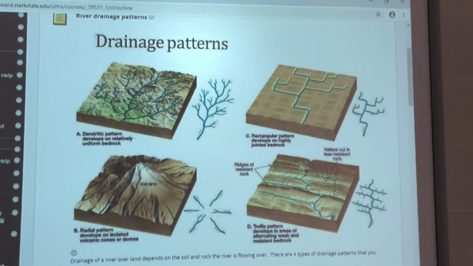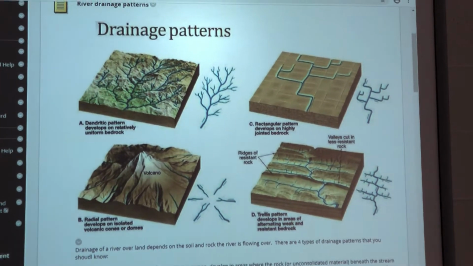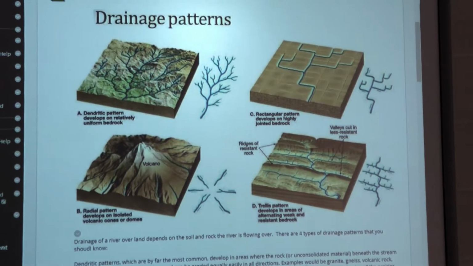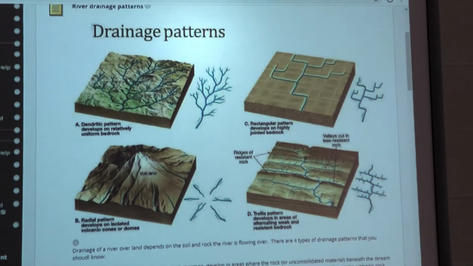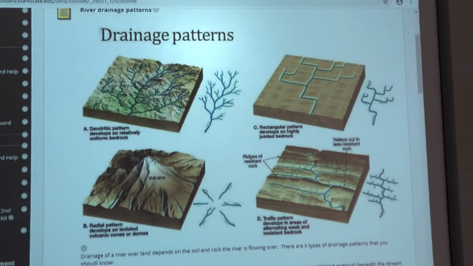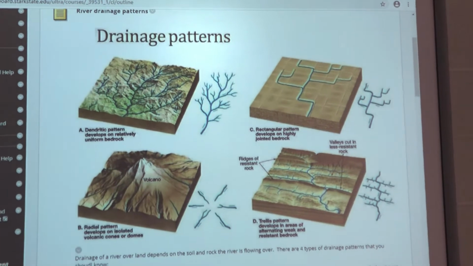River patterns. These are really important that you understand the different forms that rivers can take depending on the topography, or the rise and fall of the land underneath them. The most common form is called the dendritic, which is pattern A. It looks like the branches of a normal tree or roots or nerve endings. It's a very common form in nature.